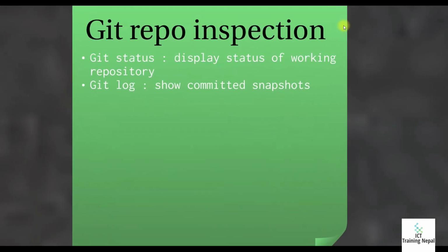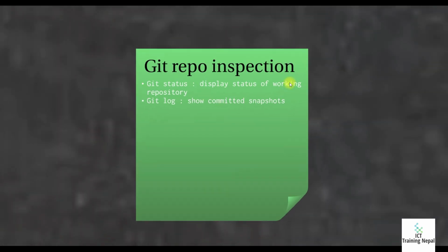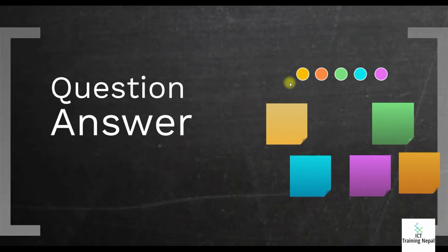Okay, so Git repo inspection. What will happen is we have to inspect, then you can just see the Git status. Okay, so Git log means show committed snapshots. Okay, so these are the things about the Git.